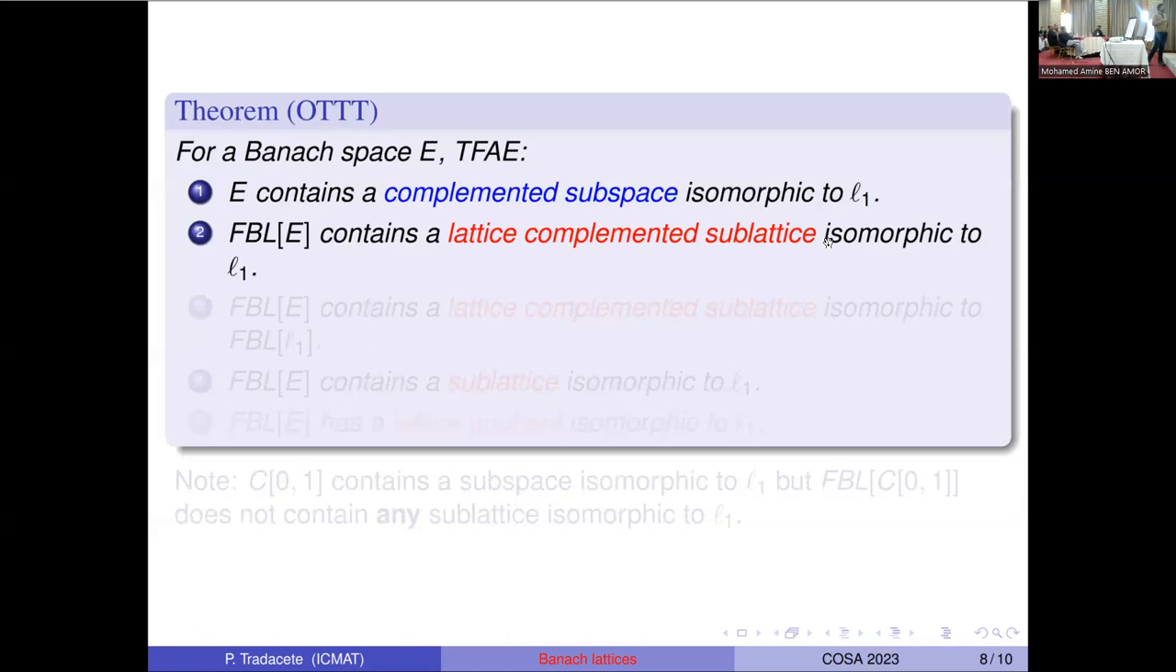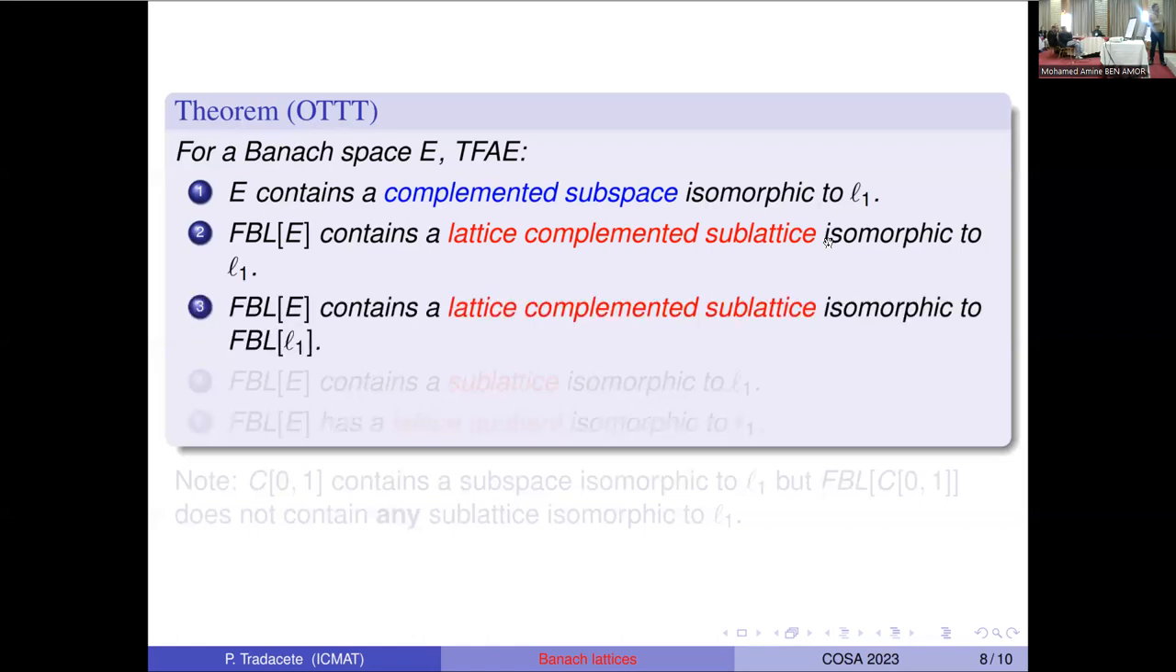We could prove that these two things are equivalent. If you start with a space which contains a complemented subspace isomorphic to L1, then this is the same as saying that the corresponding free Banach lattice contains a lattice complemented sublattice. By that, I mean that it's a sublattice isomorphic to L1, and I can find a projection which is a lattice homomorphism, okay? Which is slightly stronger.